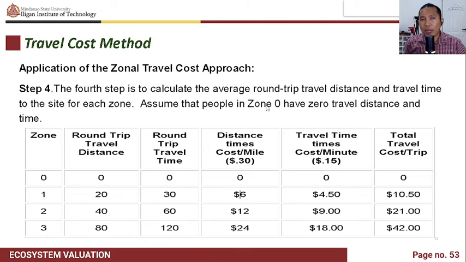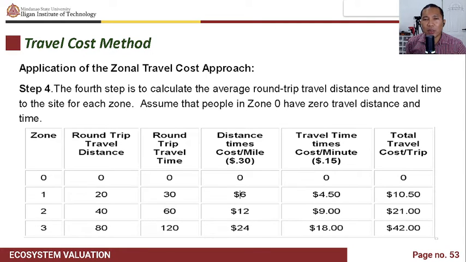In the fourth step, you have to calculate the average round trip travel distance and time from each zone. So assume that the people in zone 0 have 0 travel distance and time. All right. And in zone 1, the round trip travel distance is 20 kilometers in the Philippines, and it's miles in the US. The travel time would be 30 minutes. And the cost per mile is 30.